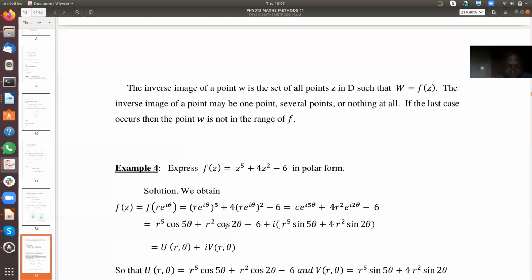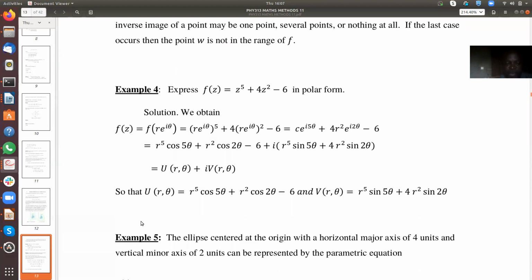At the end of the day, the terms which do not contain i are classified as U, and those that have i are classified as V, but they have two variables, r and theta. That's why you have U(r, theta) plus iV(r, theta). So you have technically expressed this in polar form. Below it says that U of r is equal to this minus this, and V is equal to this.